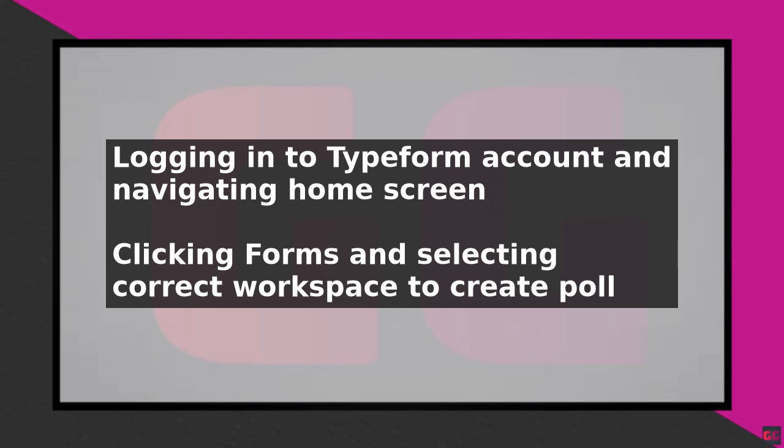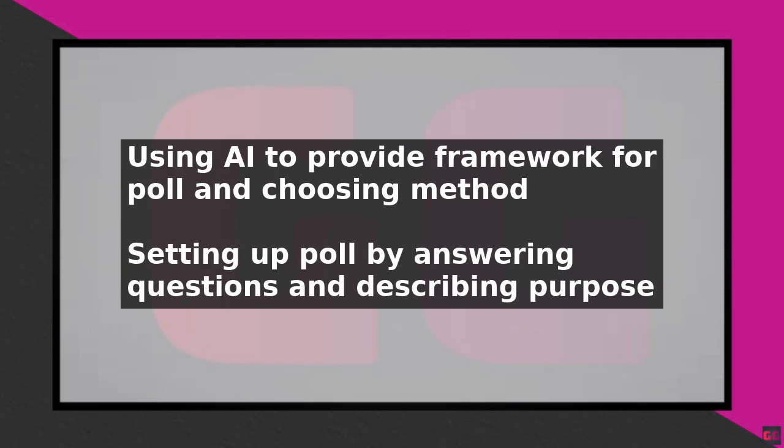Next, click on Create a new form, and choose from the options to start from scratch, import questions from Google Forms, or create with AI. Using AI can provide a framework for your poll, but you can choose the method that works best for you. Once you've selected your method, you'll be asked a few questions to set up your poll.